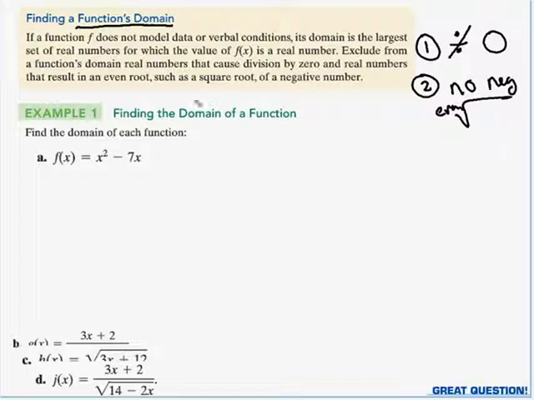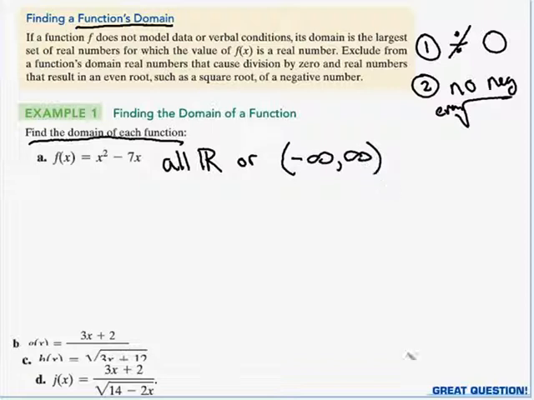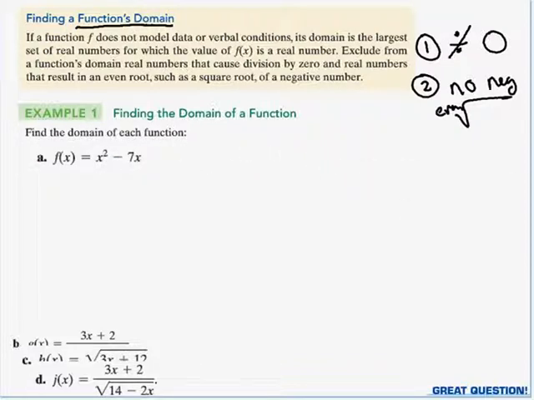So let's see here. In example 1, find the domain of this function. You have to ask yourself, is there any chance of dividing by 0? Well, in this problem, no, there's no division at all. Are there any even indexed radicals, square roots or fourth roots or such? And again, the answer would be no. So our domain here would be all real numbers. Or you can write it as negative infinity to positive infinity in interval notation. With this type of function, there's no number that we cannot plug in. Again, we're only worried about dividing by 0 or negatives under even radicals.